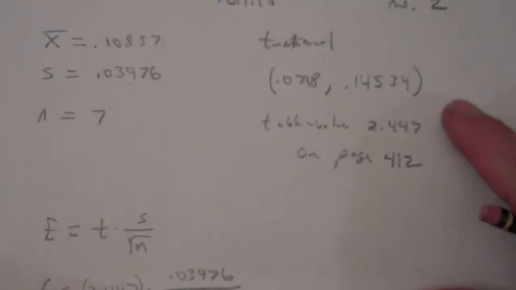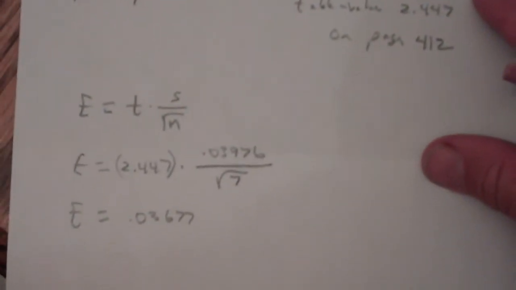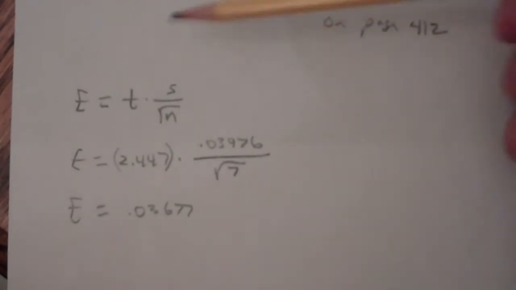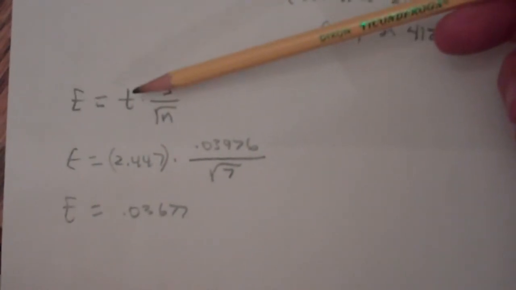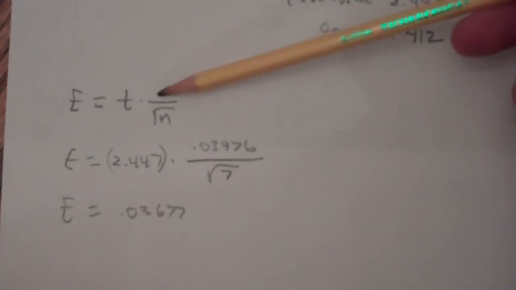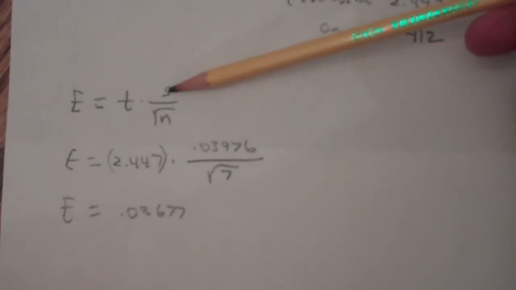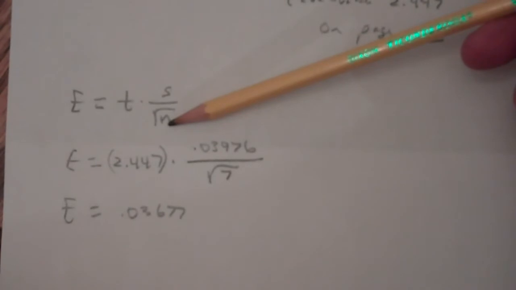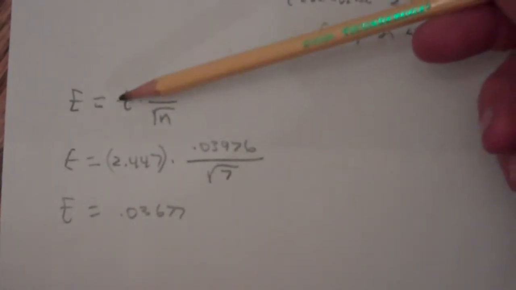So the formula for finding the standard error of estimate is here. Our error is equal to the t-value, this is off the table, times our standard deviation divided by the square root of n. Now, to get the t-value, you have to go to the table.